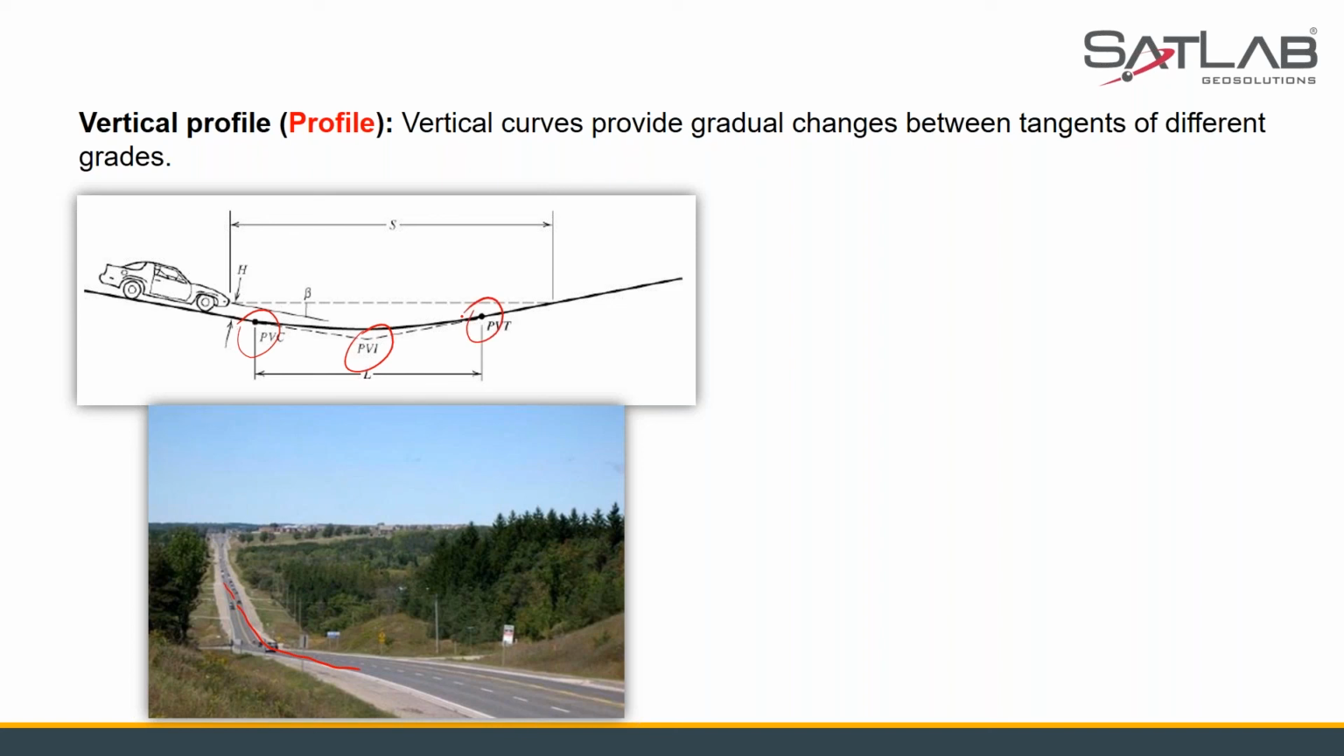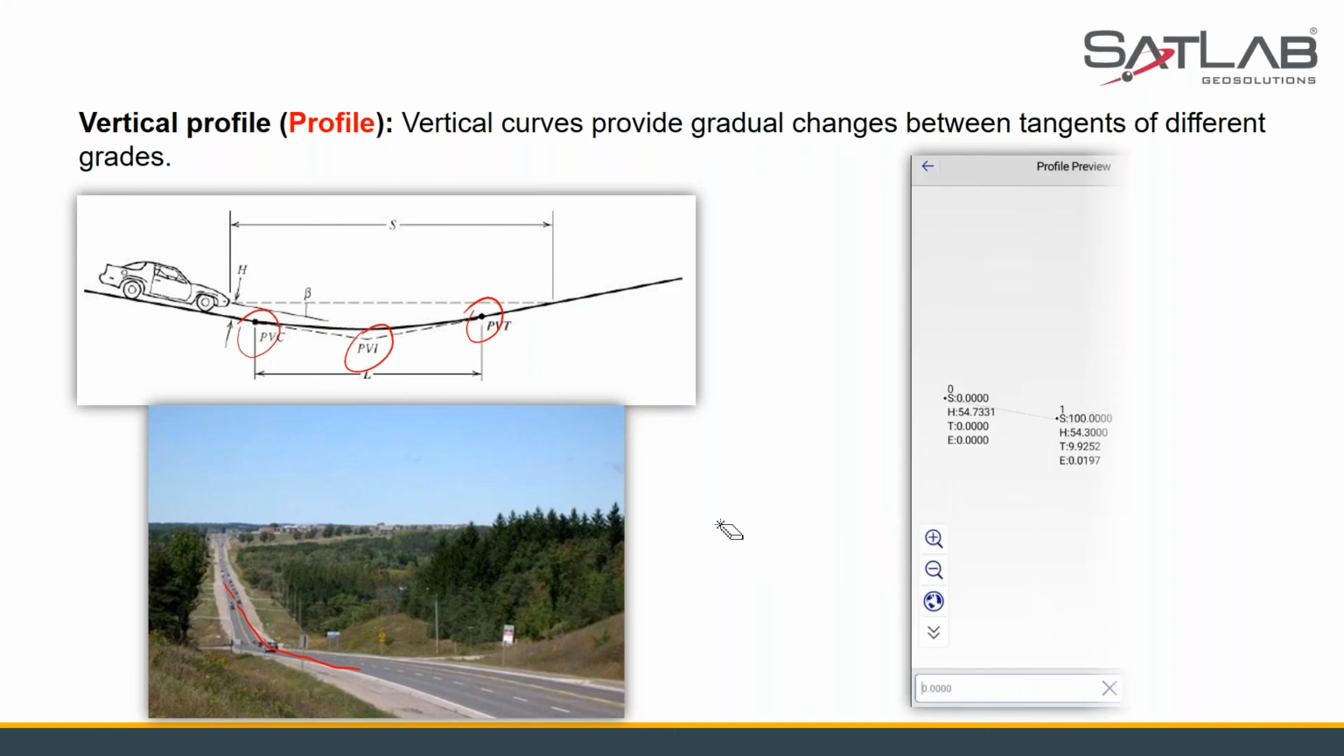Okay, let's start. So we have done our horizontal alignment so far. Now the vertical profile. The vertical curve provides a gradual change between tangents of different grades. So what exactly are those? So this is my sag over here. As you can see, this is my sag. This is my point of vertical curve, point of vertical intersection, vertical tangent. So let's see how we can design all of these things.